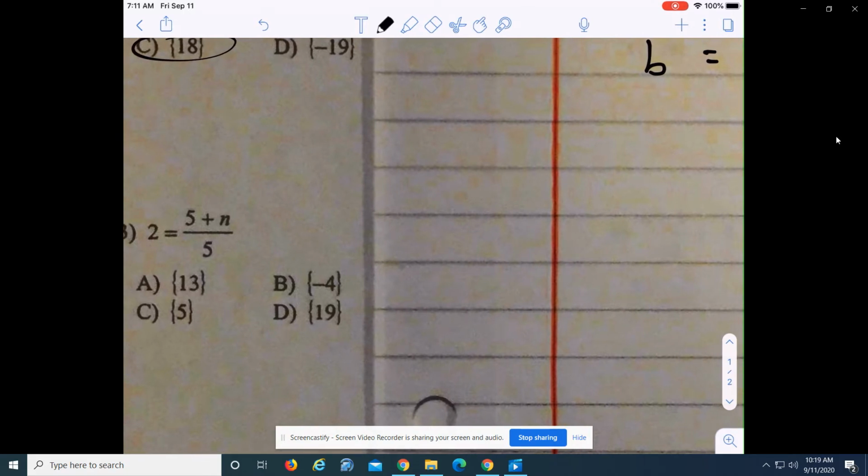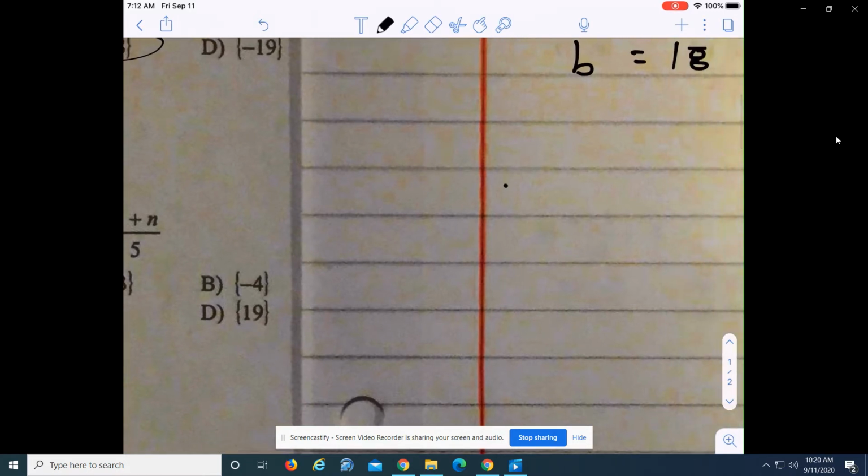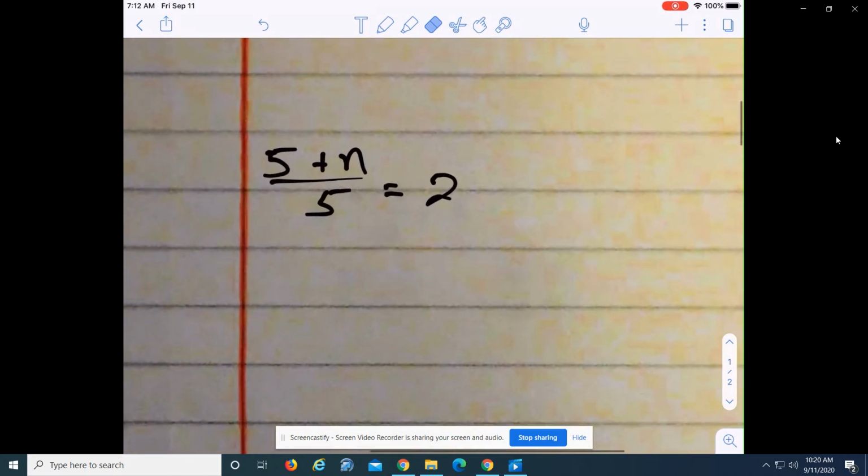The third one says 2 equals 5 plus n over 5. So I'm going to rewrite that. I want the variable on the right side, so I'm going to put 5 plus n over 5 equals 2. And these problems are all the same. They're always going to be the same. So the first step is always going to be to do the inverse of division. So multiply by 5 on both sides.